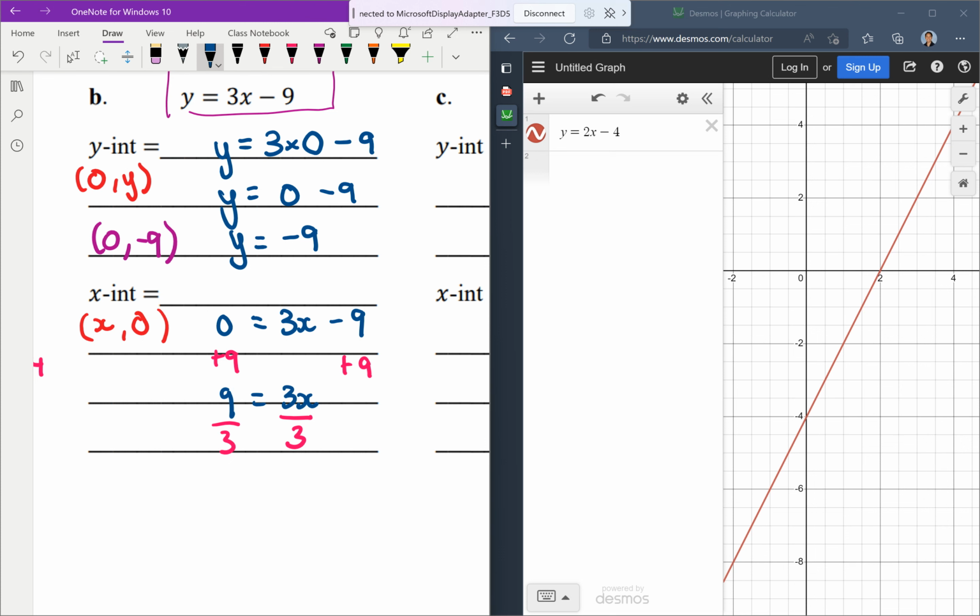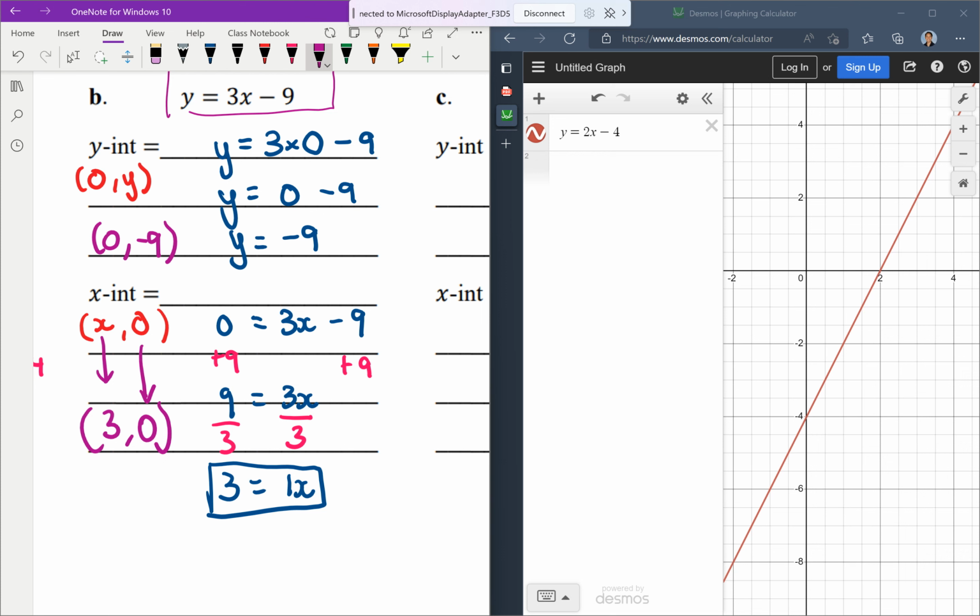And you can see now 3 divided by 3 is? 1. Very good. I don't want to hear 0. So 1x is equal to 9 divided by 3, which is 3. So what's my second point now? What's my coordinate? 3, 0. Very good. I now know x is 3 when y is 0.